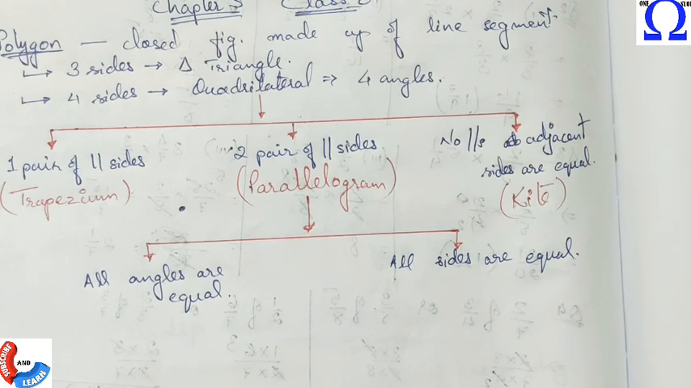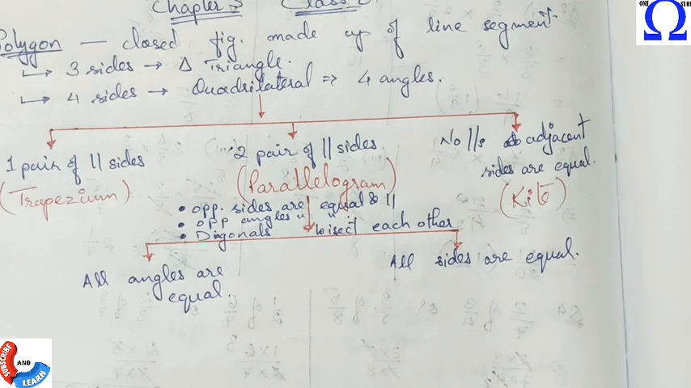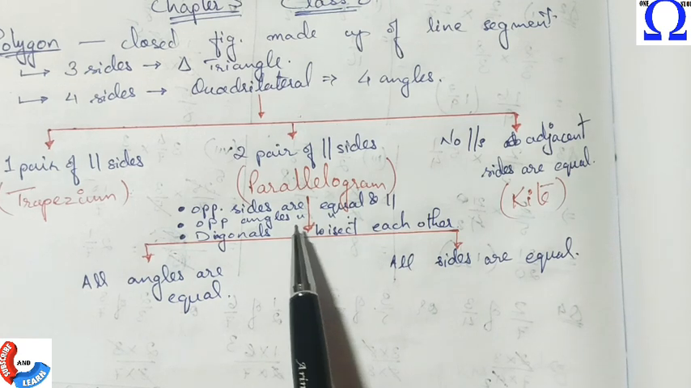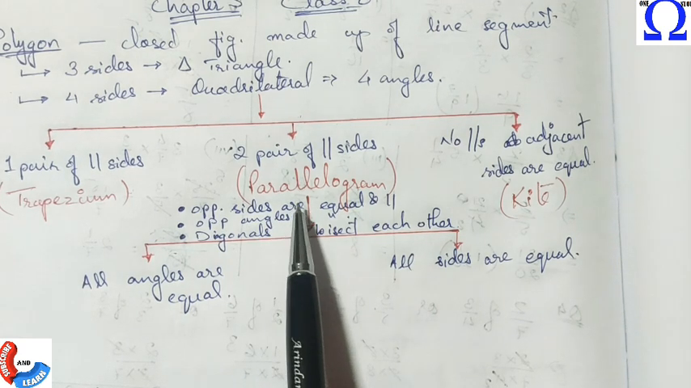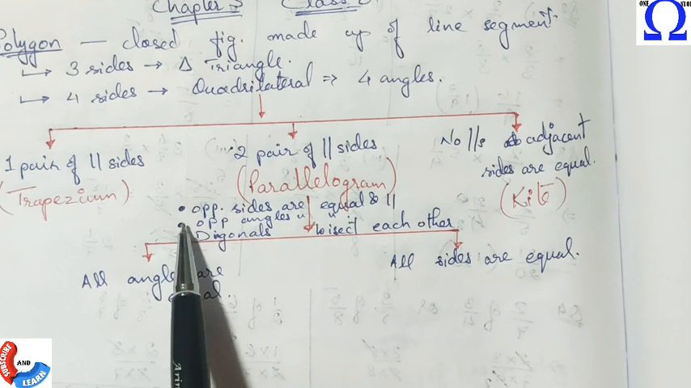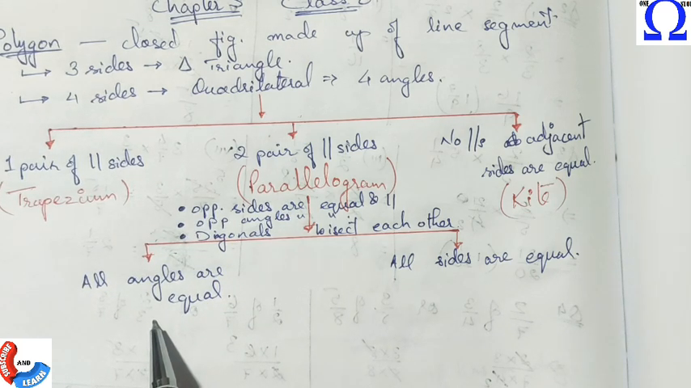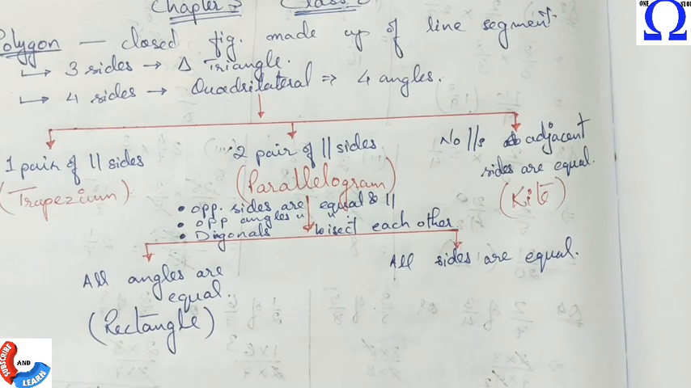There are three basic properties of a parallelogram: opposite sides are equal and parallel, opposite angles are equal, and diagonals bisect each other. See, these three are the basic properties of a parallelogram, and every parallelogram will have these three properties at least. And apart from this, if the parallelogram also has all angles equal, then it will be known as a rectangle. And if the fourth property is all sides are equal, then it will be known as a rhombus.